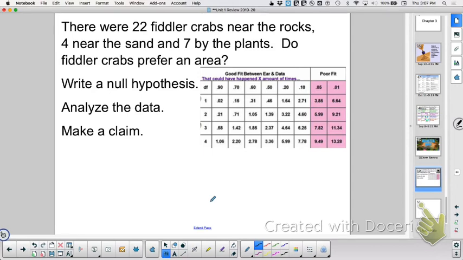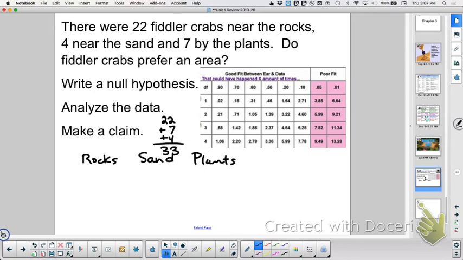Okay. Now, the next thing it says is analyze the data. So how many fiddler crabs do I have total? 22 plus 7 plus 4, what is that? 33. So if fiddler crabs don't care, then what I would expect is to take those 33 fiddler crabs and divide them into the 3 areas, right? What are my 3 areas? I have rocks, sand, and what else? Plants.